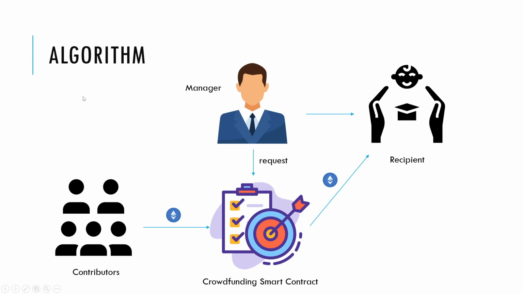Now the beauty of this particular algorithm, or the beauty of this particular flow, is that the amount of ether is actually not within the hold of our manager, but within the hold of our smart contract. And unless there are enough votes to support a contribution, this ether cannot be transferred from the crowdfunding smart contract address to the recipient address. So now let us go to our Remix IDE and create this beautiful smart contract.